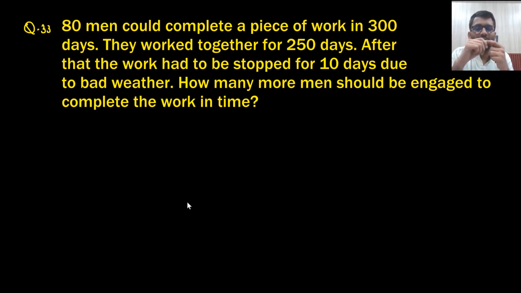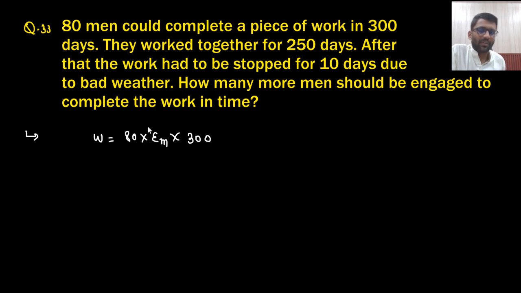80 men could complete a piece of work in 300 days. They work together for 250 days. After that, the work has to be stopped for 10 days due to bad weather. How many more men should be engaged to complete the work within time? Okay. So what is the work? Work is 80 men working with their full efficiency for 300 days.